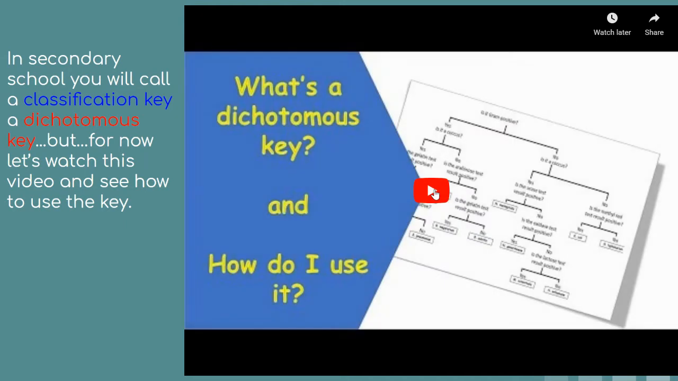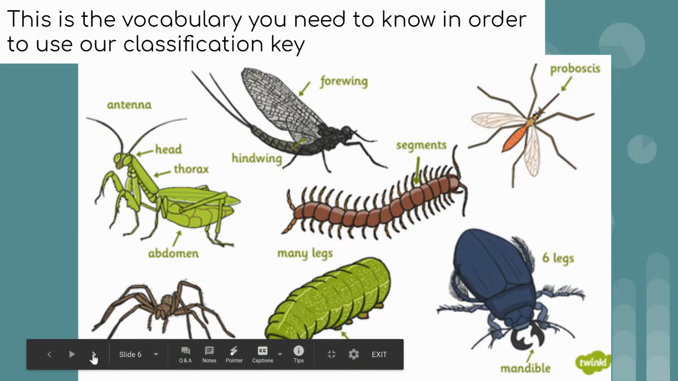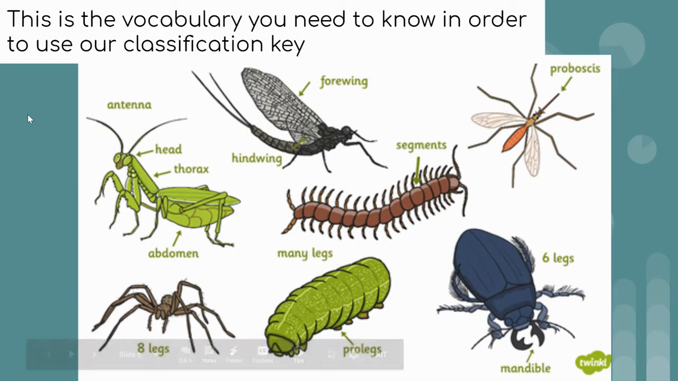Okay, so let's take a look at the classification key we're going to be using today, and we're going to use it in a similar way. First of all, we have to know some of the words that they're going to be asking us on this classification key. They're going to ask if the insect has antenna, a head, a thorax, an abdomen, whether it has forewings and hind wings, whether it has a proboscis, which is almost like a straw that comes out of an insect's mouth. It is their mouth. Butterflies use it to drink out of flowers.